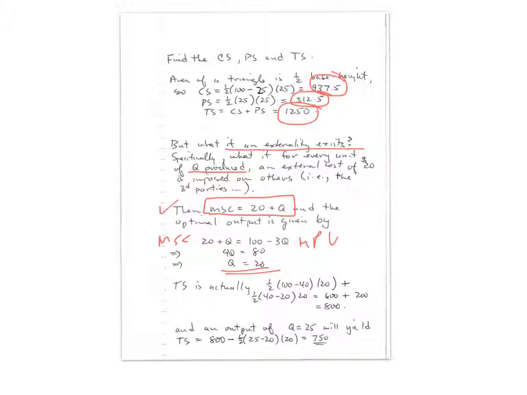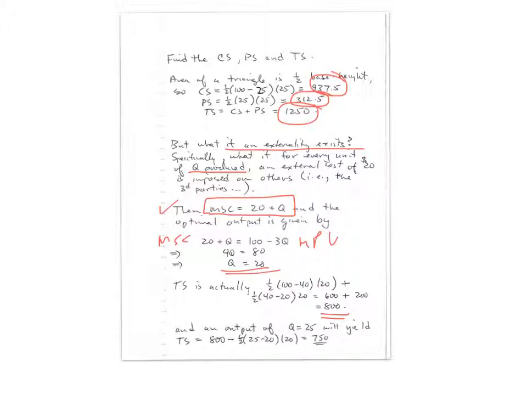So if we want to compute the total surplus now, the total surplus at the socially optimal quantity is actually going to be a half times (100 minus 40) times 20 plus a half times (40 minus 20) times 20. So our socially optimal level of output will have a total surplus of 800 associated with it.